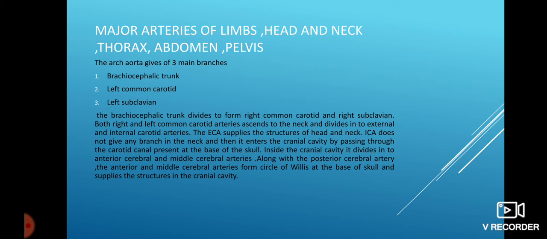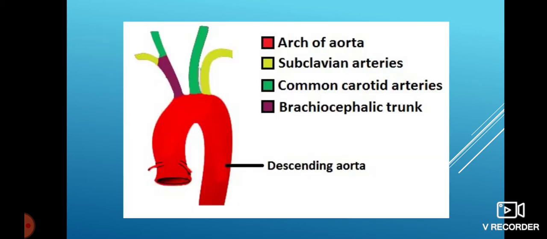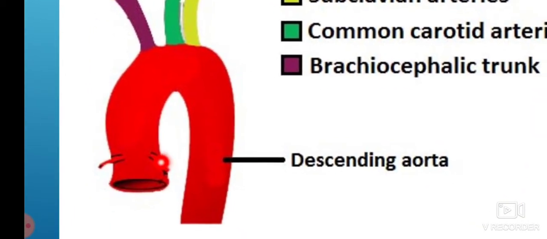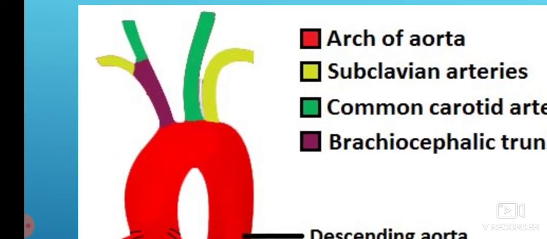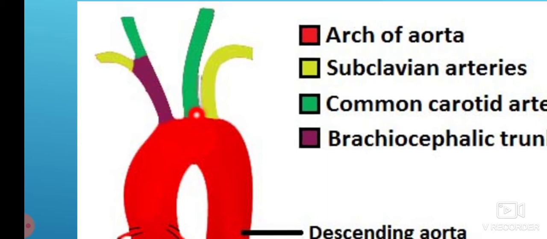Then comes the arch of the aorta. From the arch, three branches form. In this picture you can see the ascending aorta, arch of the aorta and descending aorta. The ascending aorta gives two branches, these are the two coronary arteries. The arch of the aorta directly gives three branches. On the right side, the brachiocephalic trunk. On the left side, the left common carotid and left subclavian.